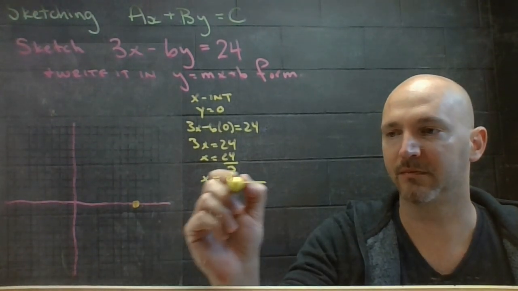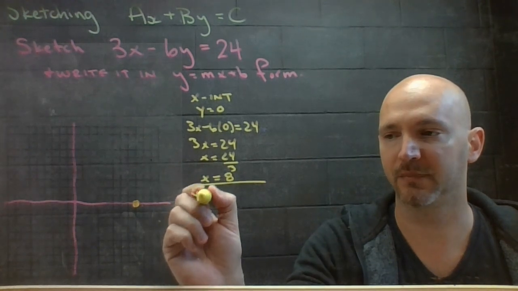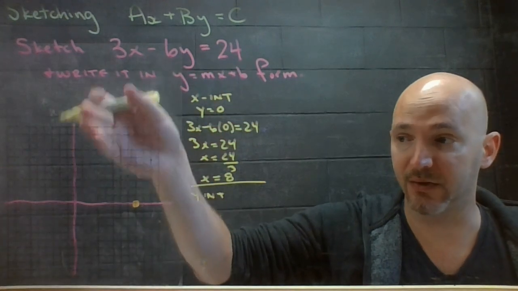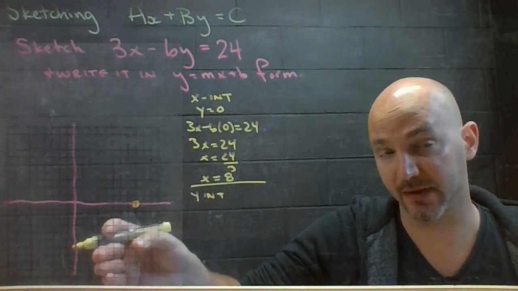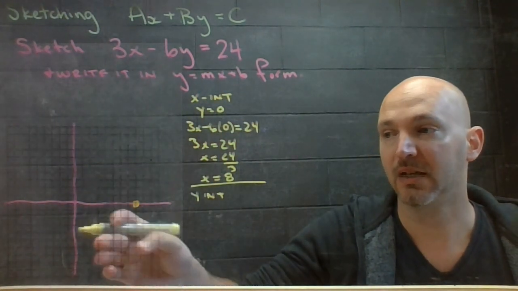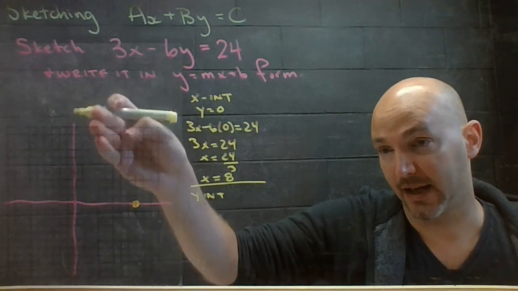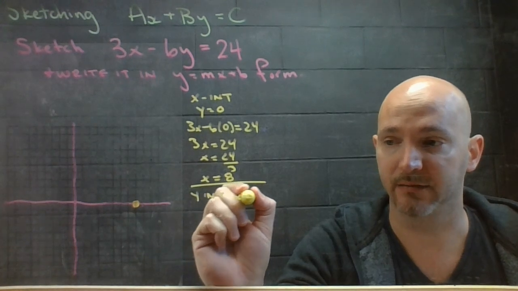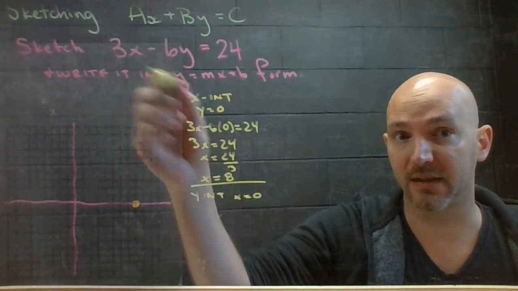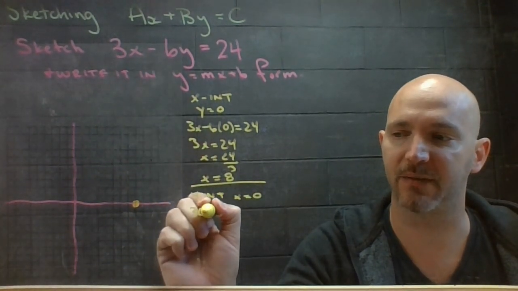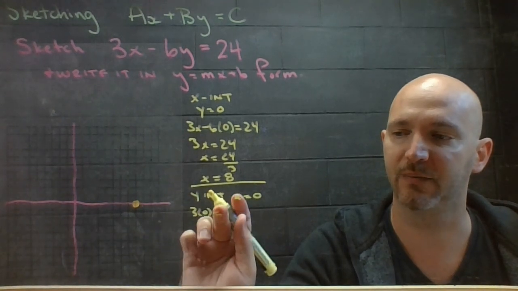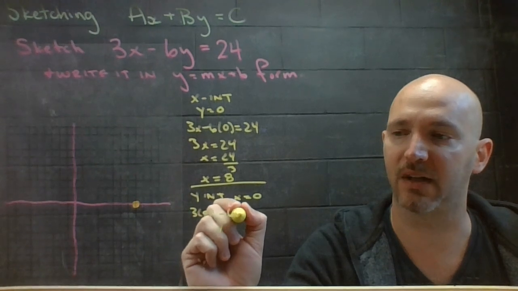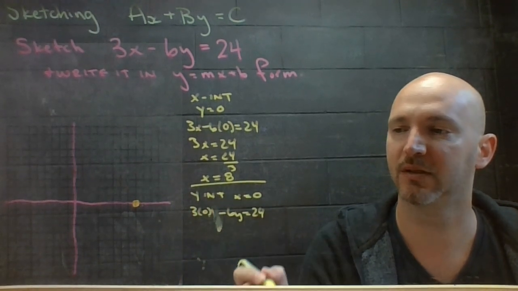All right, y-intercept. So that's asking, where does this line intercept the y-axis? Where do they cross each other? The y-axis has an x value of 0, so I'm going to park that in here. Put it into this equation. 3 times 0 subtract 6y is 24.